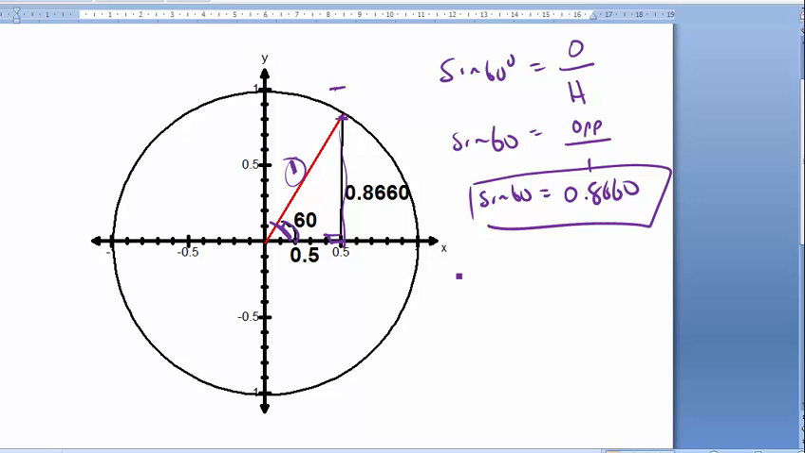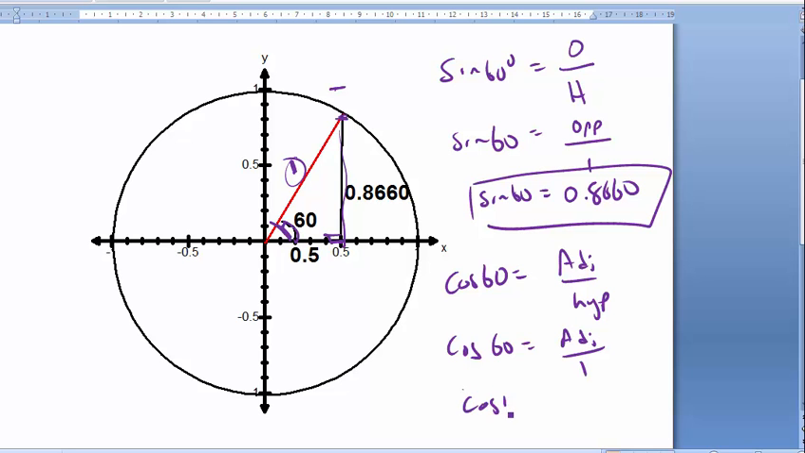What about if I did cos of 60? Cos 60 is the adjacent over the hypotenuse. Cos of 60 equals the adjacent over, I know the hypotenuse is 1, so the adjacent is just strictly the cos of 60, and when you type in your calculator you get 0.5. So the interesting thing is sine of the angle gives me the vertical component, and cos of the angle gives me the horizontal component. That's the only important thing.